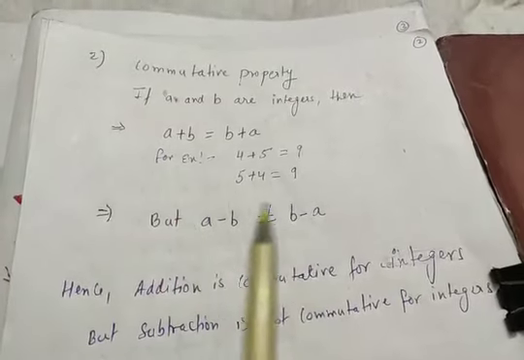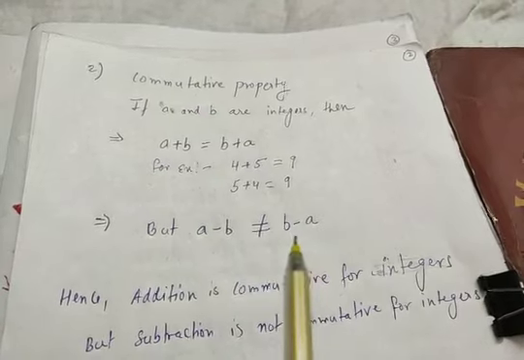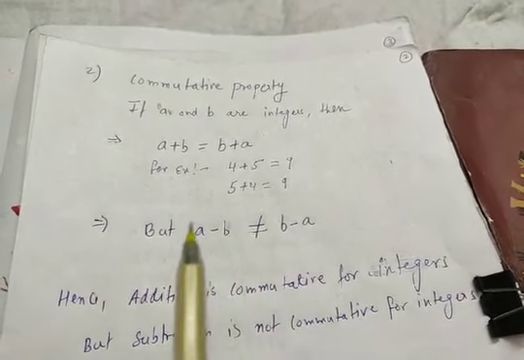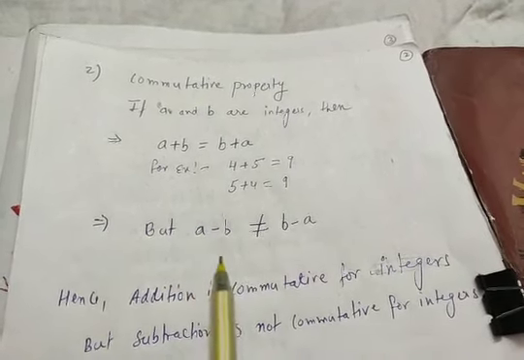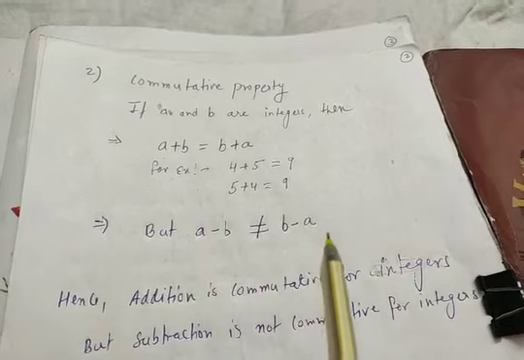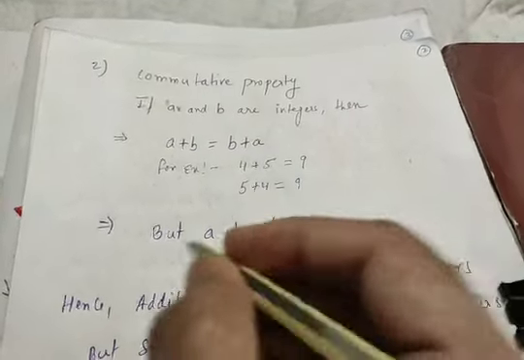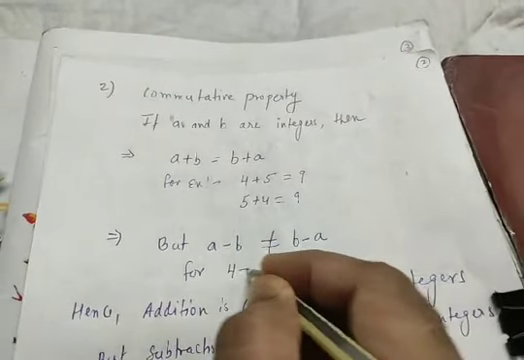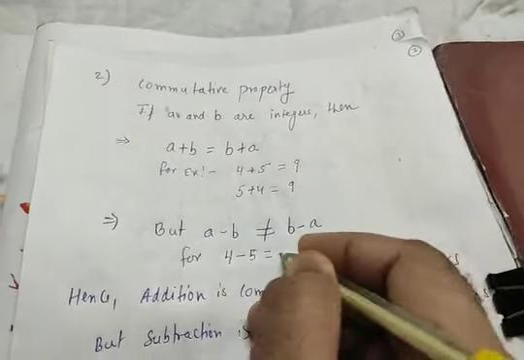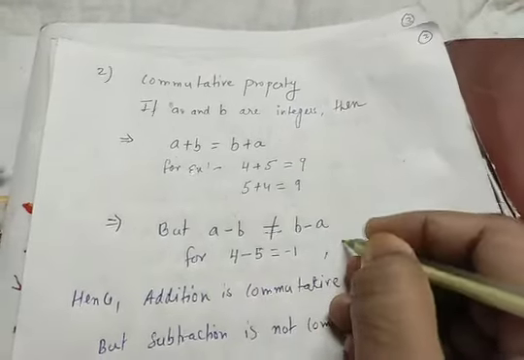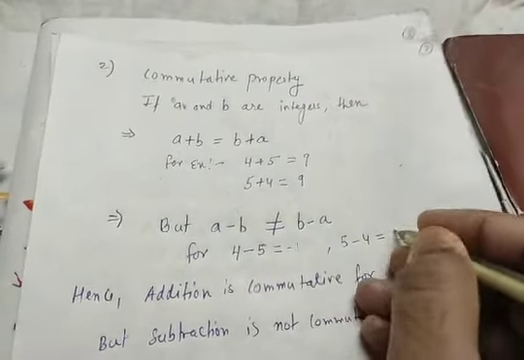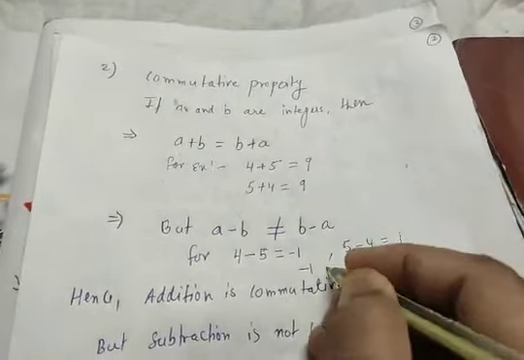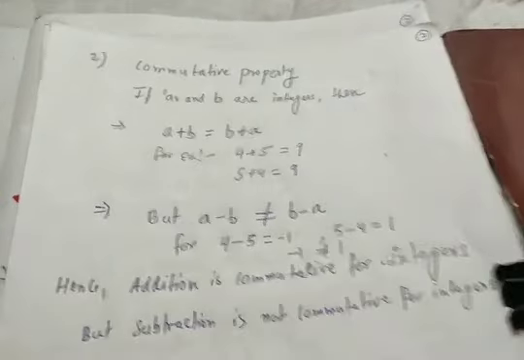But for subtraction it is not the same. If I write A minus B, then it is not equal to B minus A. For example, the same example I can take from the top one. 4 minus 5, that is minus 1. But 5 minus 4 is what? 1. That means minus 1 is not equal to 1.